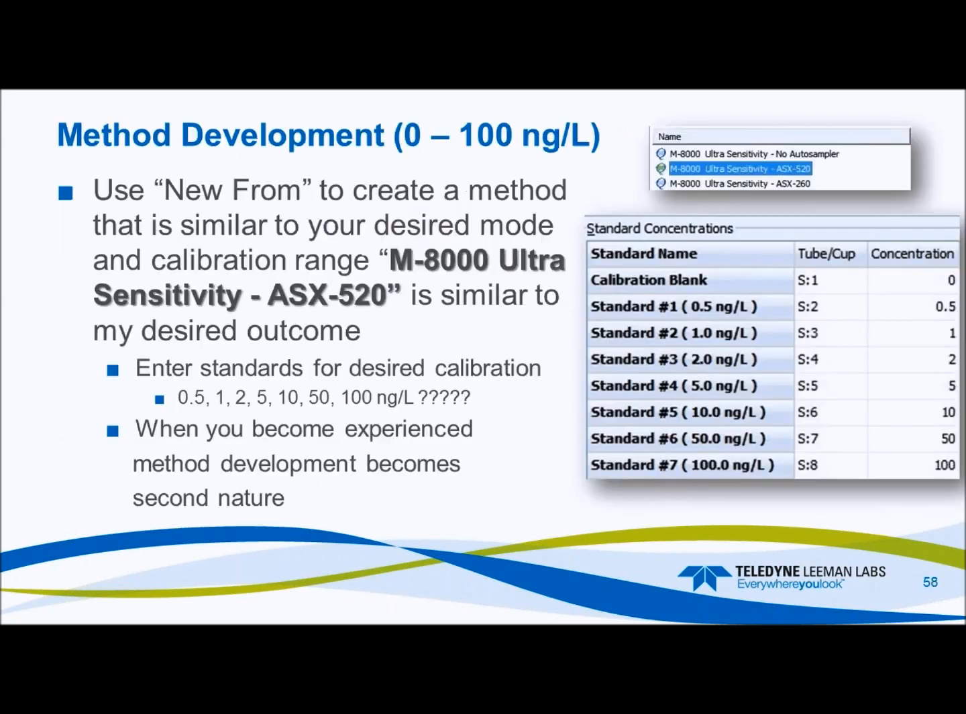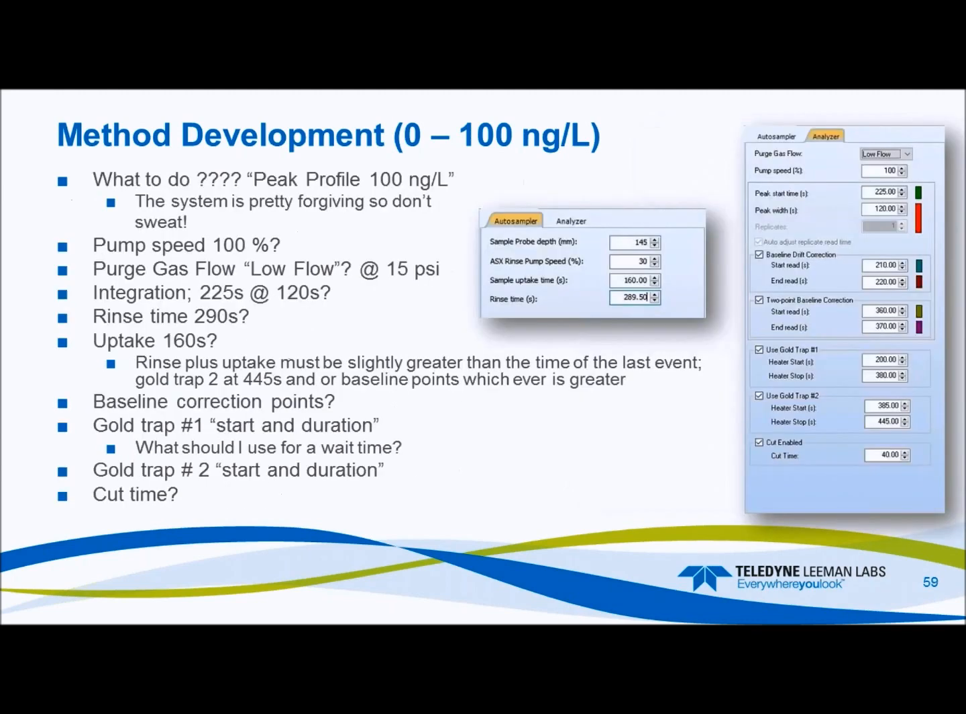Let's get into the gold trap analysis. So again, you grab a method, and UltraTrace or ultrasensitivity I know is with gold traps, so let's enter the standards in at 5, 1, 2, 5, and so forth. And again, once you know how to do this and you've done it a couple times, it's really, really fast. So if someone comes down to you and says, I want this method, I want to run up to this calibration, you just say, yeah, I got it, I can do it.